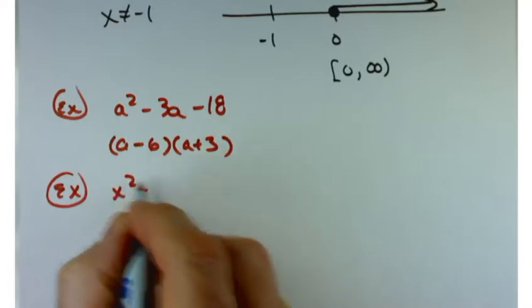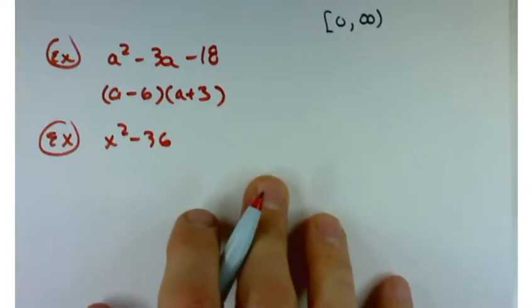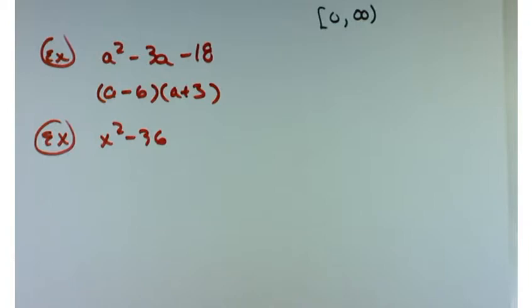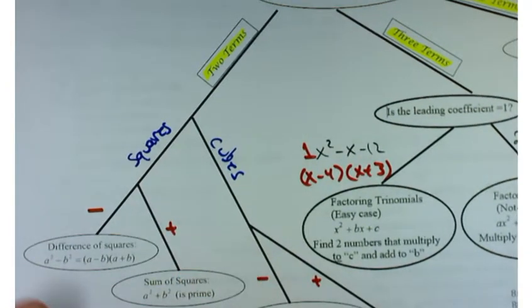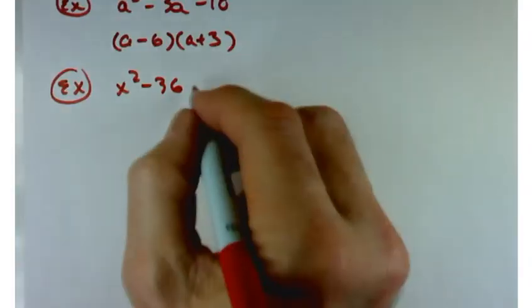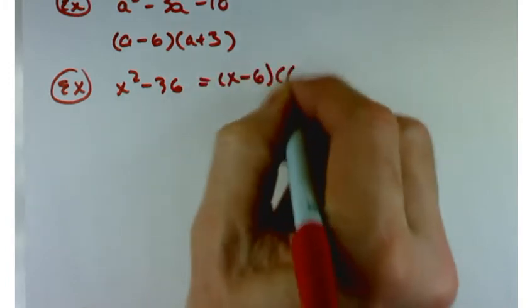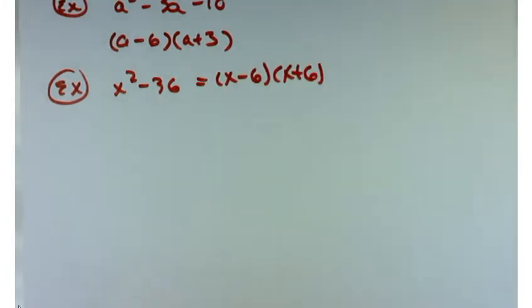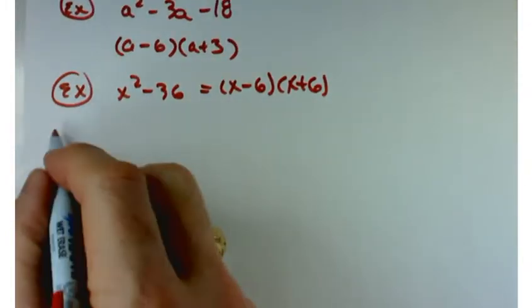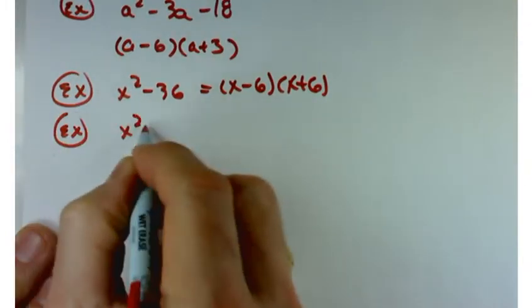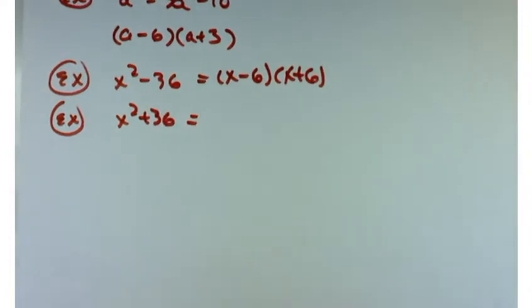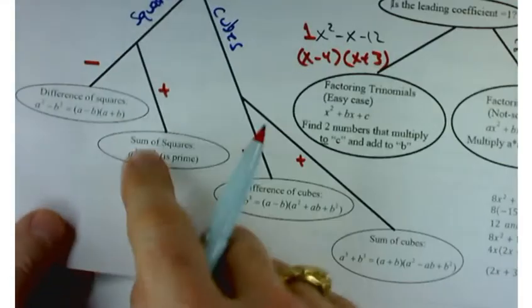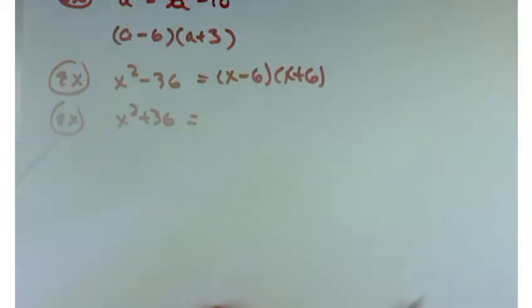Let's try another one. X squared minus 36. Well, two terms. They're squared terms. It's the difference of squared terms. So, x minus 6, x plus 6. That's the difference of squares. What if I had x squared plus 36? Yeah. The nice difference that makes is that this one is prime. Sum of squares is prime.